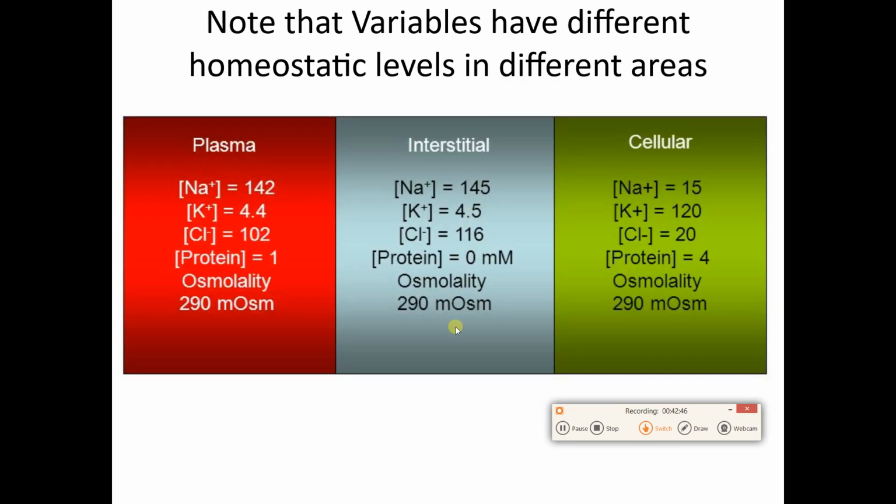Now, one quick caveat, not really a caveat, just something to notice, is these variables do have different levels in different places. Like if we're in our blood plasma, there's an acceptable homeostatic level of sodium, which is not too different from our tissue fluid, but very different from inside our cells. So different places can have different homeostatic variables, different pHs, for example, different pressures. Don't worry about memorizing these numbers. We don't have to do that. But do know that there are going to be differences.